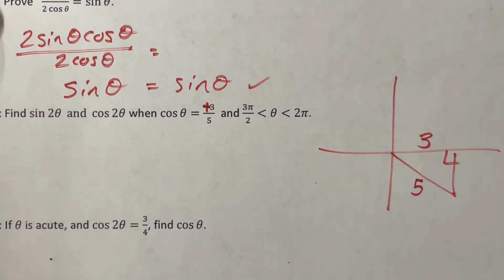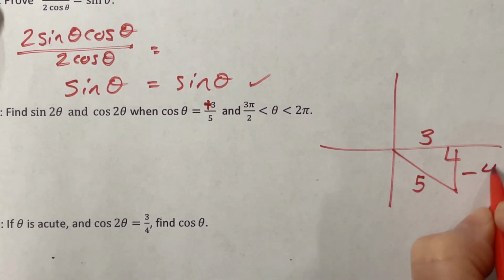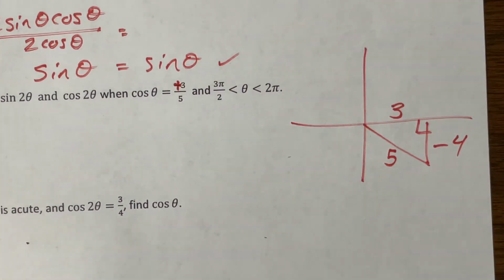Okay, so that's 3 and 5, and this would have to be a negative 4. So the sine value is negative, but the cosine's not.